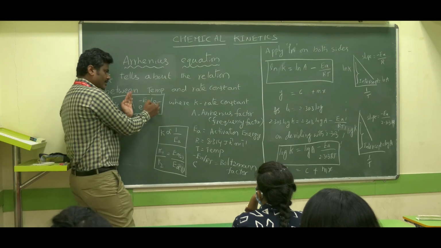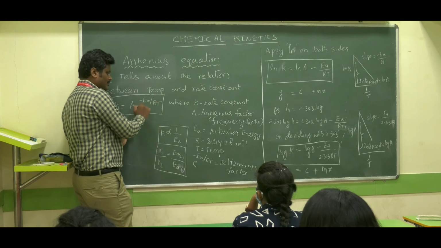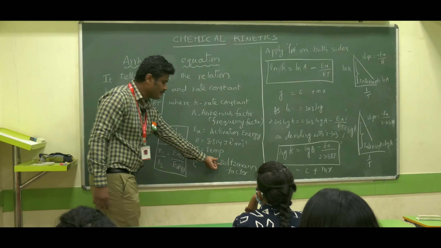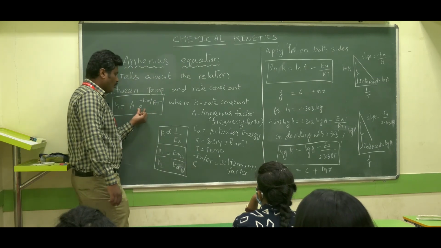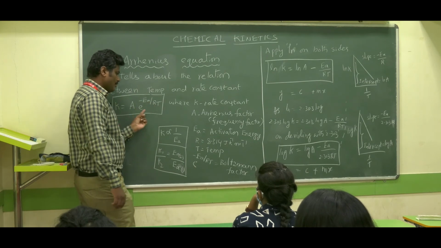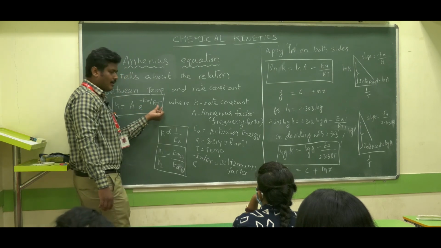We also have another factor, e power minus Ea by RT, which can be called the Boltzmann factor. Based on this we had a question in previous years: what do you mean by e power minus Ea by RT? This factor represents the Boltzmann factor. What does e power minus Ea by RT mean?